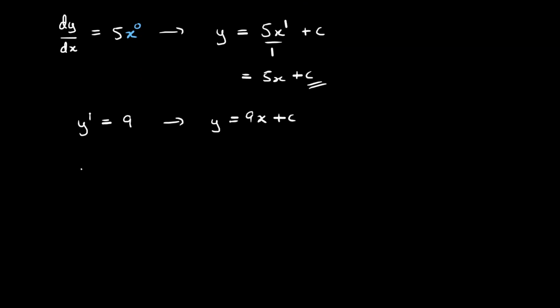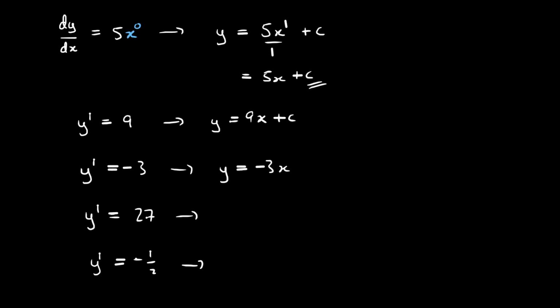Okay, so why don't we just try a couple other examples, see how we go. Let's say dy/dx is equal to minus 3, dy/dx is equal to 27, and dy/dx is equal to minus a half. What will happen to each of these? Well, basically all we do is we just add an x on the end. So minus 3 becomes minus 3x plus c. 27 becomes 27x plus c. And minus a half becomes minus a half x plus c.